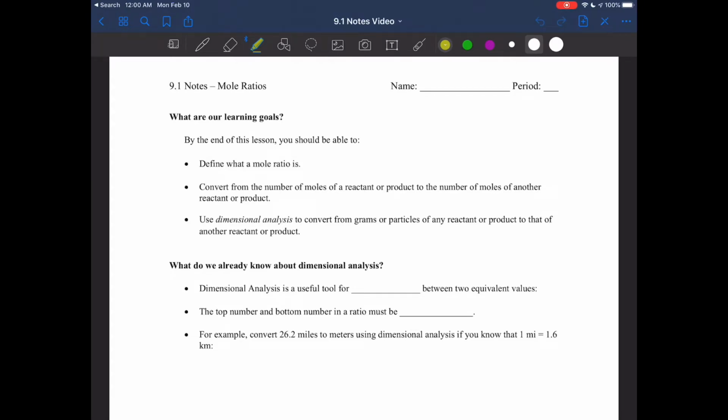So today we are going to learn about this new concept called mole ratios. Actually, one of my favorite concepts in chemistry. I just love all the math and fractions.